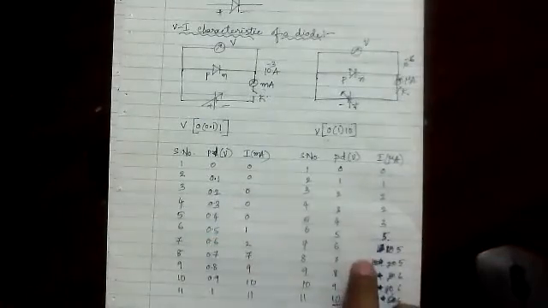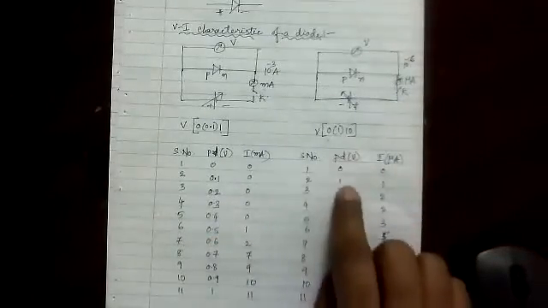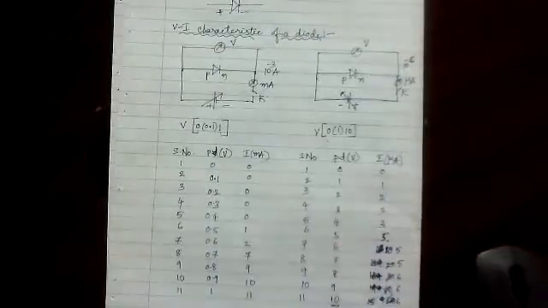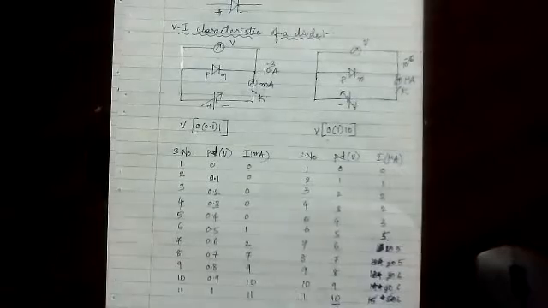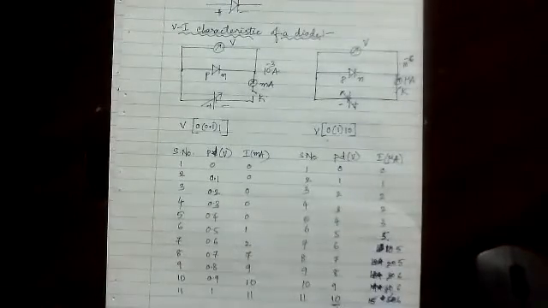Now coming to the reverse bias, the increment is like 0, 1, 2, 3, 4 and up to 10. In forward bias we don't go beyond 1, and in reverse bias we don't go beyond 10. What happens if you go beyond that? The diode will break, the junction will break and it is no more a diode.